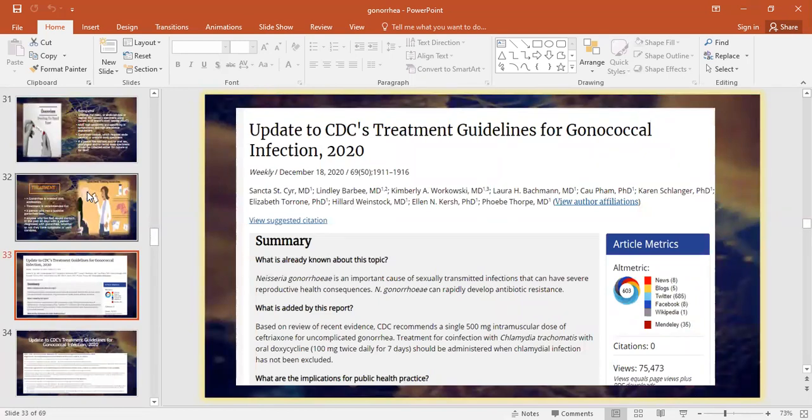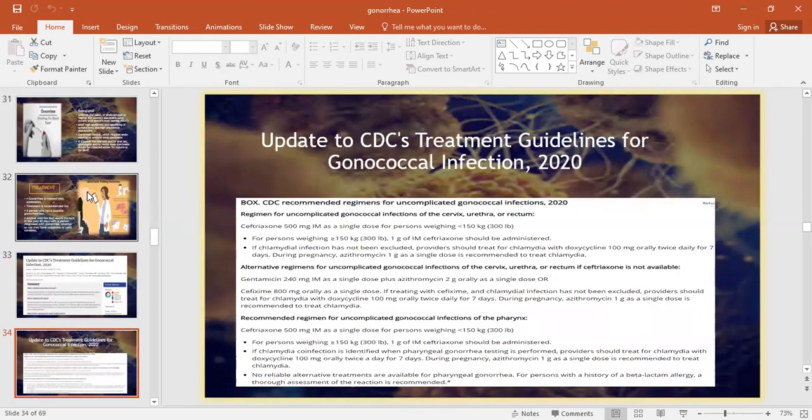Here's a recent update provided by the CDC on the treatment guidelines for gonococcal infection 2020, in which the CDC recommends a single 500 milligram IM dose of ceftriaxone for uncomplicated gonorrhea, and treatment for co-infection with Chlamydia trachomatis with oral doxycycline should be administered when chlamydia infection has not been excluded. This is the guideline the CDC provided for uncomplicated gonococcal infection of the cervix, urethra, rectum, and the pharynx.